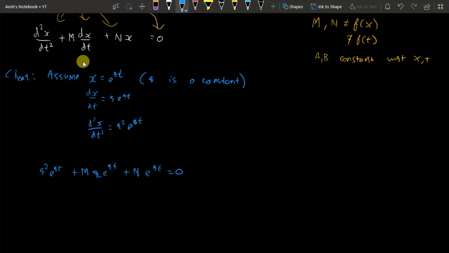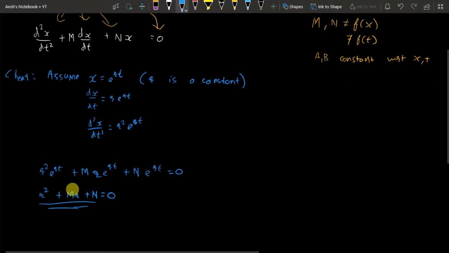Now you can take out e raised to rt common from all the three terms, divide both sides by e raised to rt, and what you'll be left with is r square plus mr plus n is equal to 0. Now you can see that this equation is a quadratic equation that we have been pretty familiar with since our algebra classes. We know how to solve such quadratic equations. Here r is the variable, and m and n, as we know, are constants.